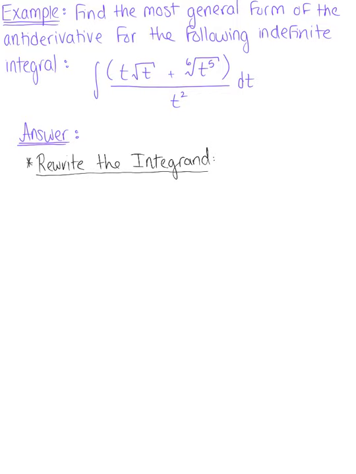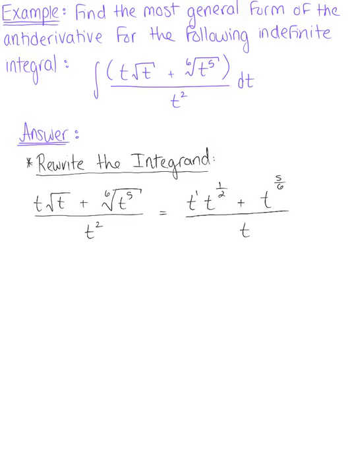So I'm going to take the integrand out here. We have t times the square root of t plus the sixth root of t to the fifth, all divided by t squared. So starting with the numerator here, we'll use our properties of exponents. This will be t to the first multiplied by t to the 1/2 plus t to the 5/6, and that's all divided by t squared.